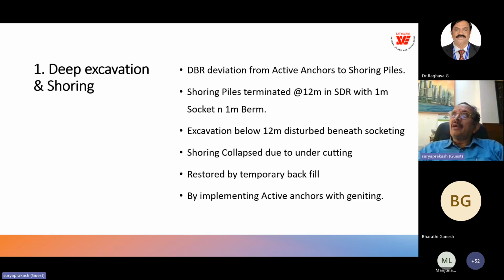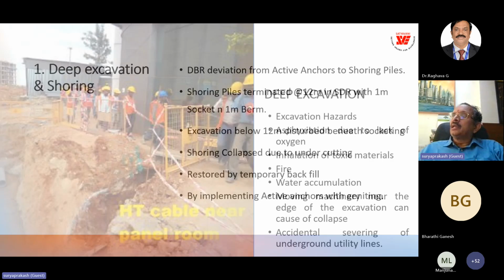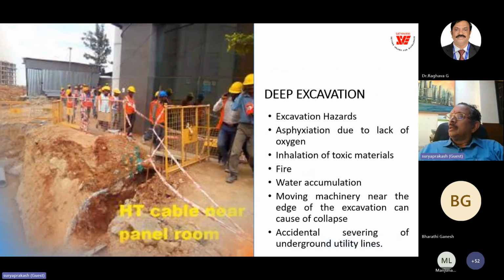With active anchors, we are very sure about the performance of the anchors because we test every anchor by stressing the anchor. That's why we call them active anchors, not like passive nails that we use in deep excavation. So this is what we have done. But unfortunately, the execution contractor has taken exception, and then they have used shoring piles.